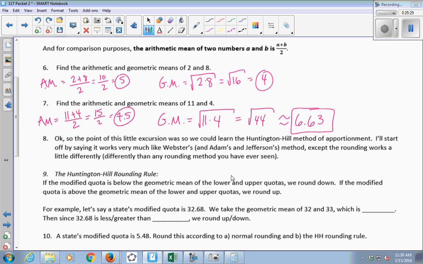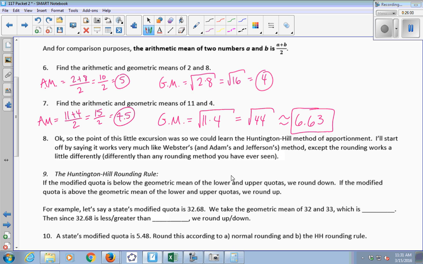Okay, so the point of this little excursion, about learning what a geometric mean is, is so we can learn the Huntington Hill method of apportionment. So I'm going to start off by saying it works very much like Webster's method and Adams and Jefferson's method, in that it's a modified divisor method. But the rounding works a little bit differently. So Jefferson's was round down, Adams was round up, Webster's was round according to the 0.5 rule. So 0.5 and up, round up, under 0.5, round down.